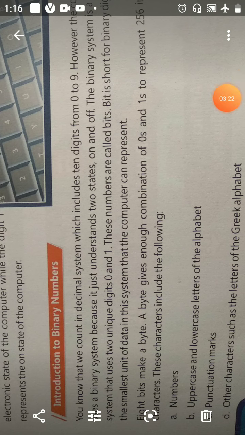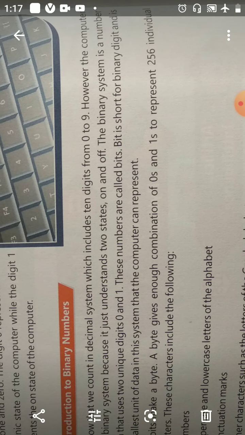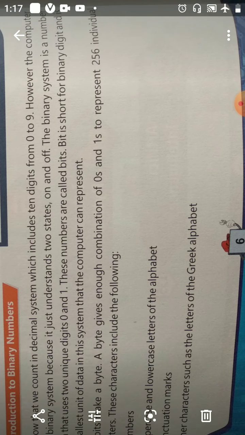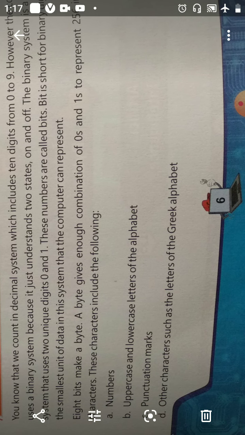These numbers are called bits. 0 is 1 bit, 1 is 1 bit. Okay, bit is short for binary digit and is the smallest unit of data that a computer can represent. The smallest unit of measuring is called a bit in computer language. 8 bits come together and they form a byte. A byte gives enough combinations of zeros and 1s to represent 256 individual characters.